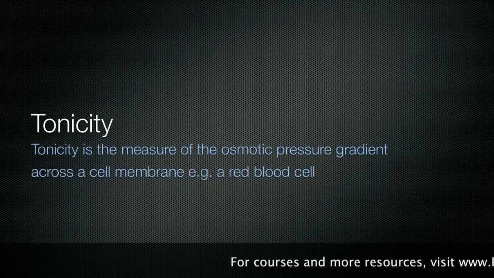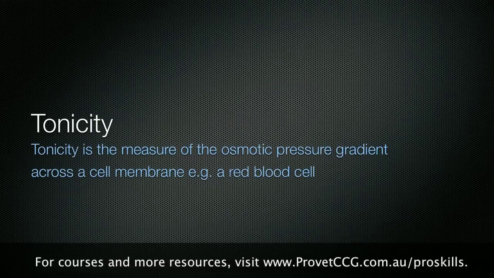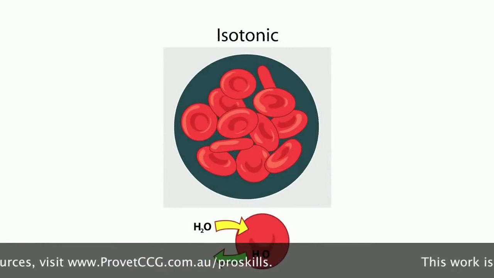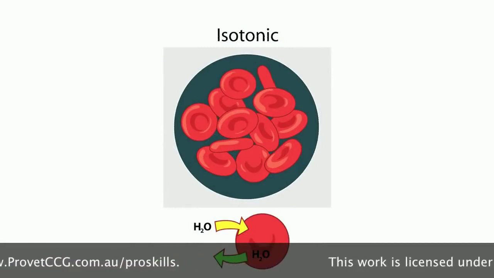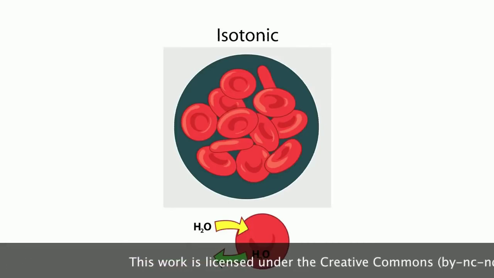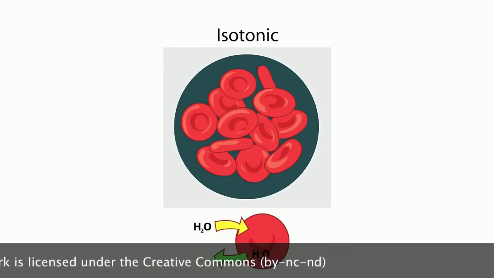The inside of red blood cells contains particles, ions, proteins and other chemical molecules, which give it a particular osmolarity. In the lab, if we take red blood cells and bathe them in a solution that has the same osmolarity, then the movement of water into the cell is balanced by the movement of water out of the cell. This type of solution is referred to as isotonic, meaning the osmotic pressure is the same inside and outside the cell.